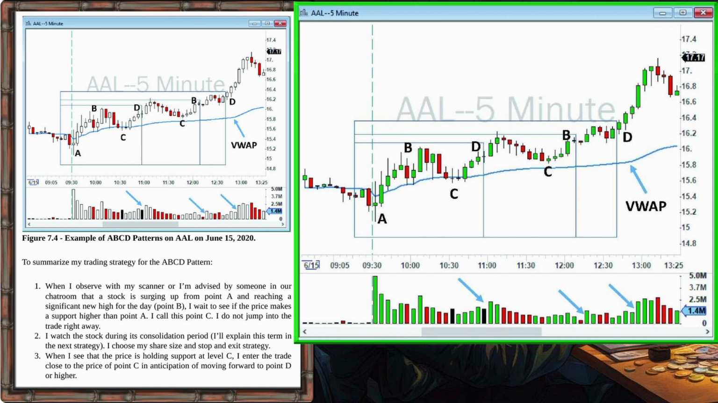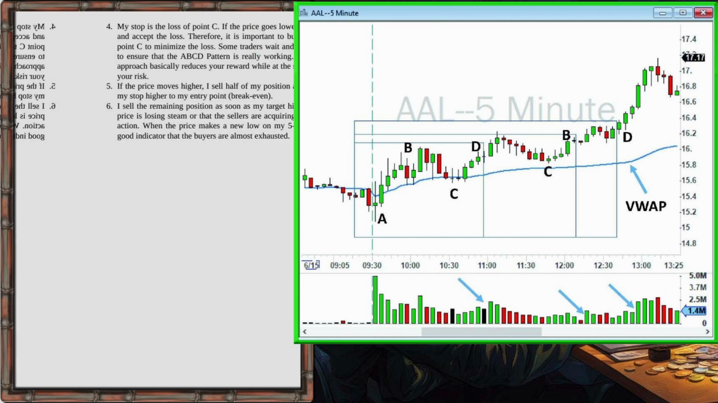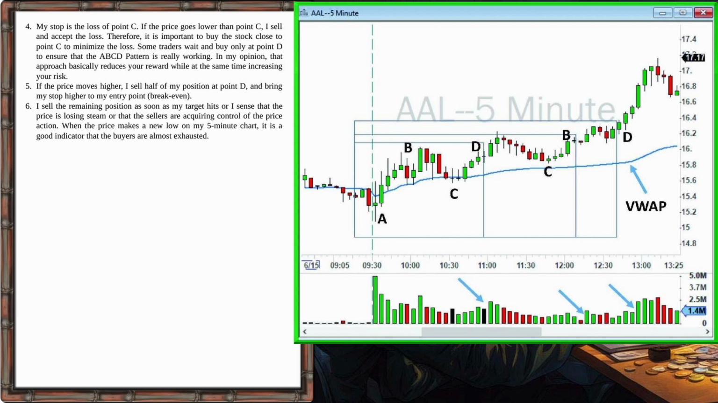2. I watch the stock during its consolidation period. I'll explain this term in the next strategy. I choose my share size and stop and exit strategy. 3. When I see that the price is holding support at level C, I enter the trade close to the price of point C in anticipation of moving forward to point D or higher. 4. My stop is the loss of point C. If the price goes lower than point C, I sell and accept the loss. Therefore, it is important to buy the stock close to point C to minimize the loss.